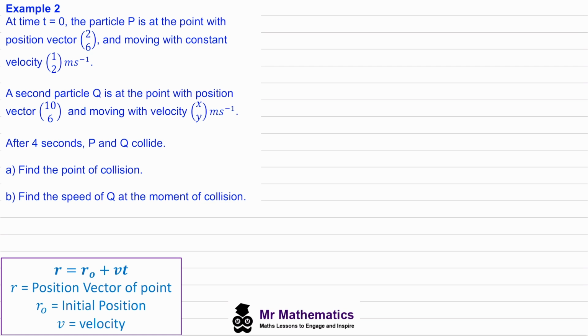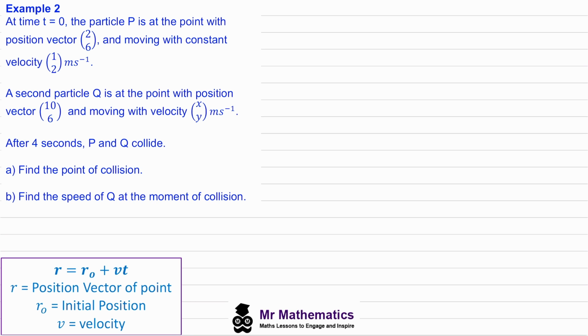So in example 2, we're told that at time t equals 0, the particle P is at the point with position vector 2, 6 and moving with constant velocity 1, 2 meters per second. A second particle Q is at the point with position vector 10, 6 and moving with velocity x, y meters per second. After 4 seconds, P and Q collide. We've been asked to work out the point of collision and to find the speed of Q at the moment of collision.